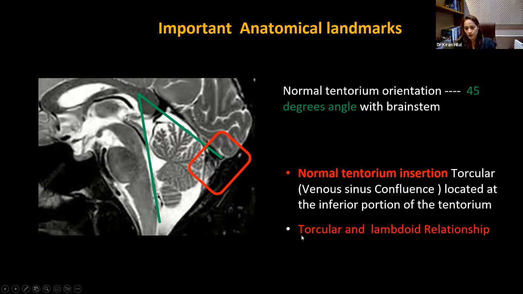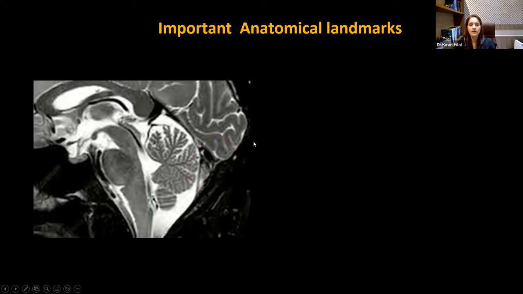And then we always talk about the torcular and lambdoid relationship. Most of the time it is seen on the CT scan, but sometimes you are able to see the lambdoid suture, especially in children. So always remember that the torcular is always below the lambdoid suture if you are able to see that. So now we have talked about the normal tentorium anatomical landmarks.